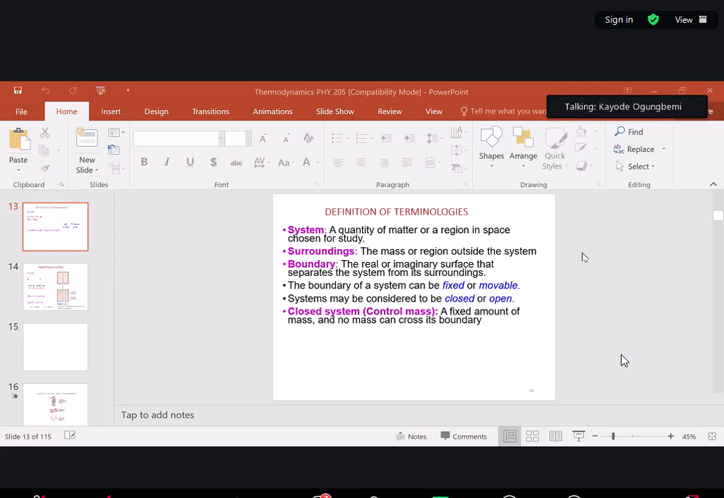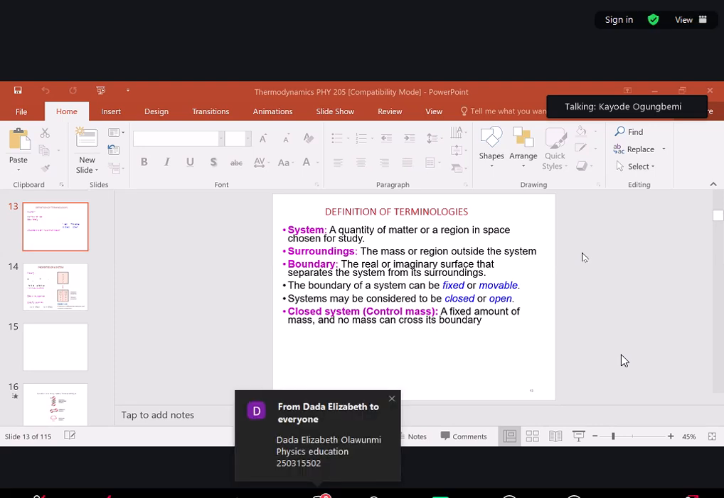Okay, sir. So remember that we define what a system is as a quantity of matter or region in space chosen for study, or a space or quantity of matter that is of interest to us. We also define the surrounding, that is the mass or region outside the system. We do define all those ones.